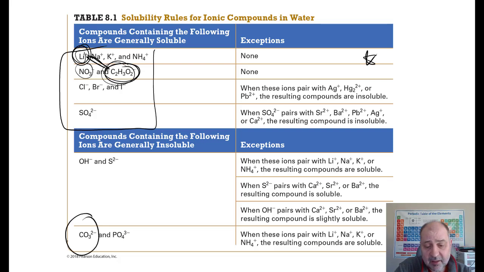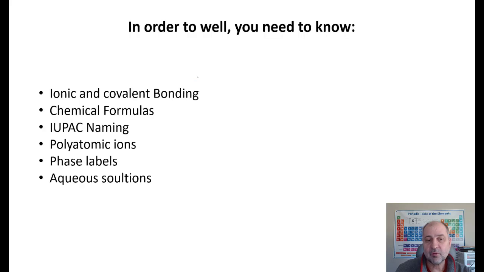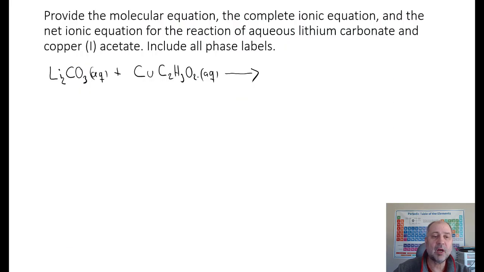So carbonates are insoluble, and the question is whether copper is an exception to that. Because we're going to make copper 1 carbonate, and the answer is no. The exception, in fact, comes from this rule up here. So if we go back to this problem, we can now have the solution. We know that copper 1 carbonate is going to precipitate out.